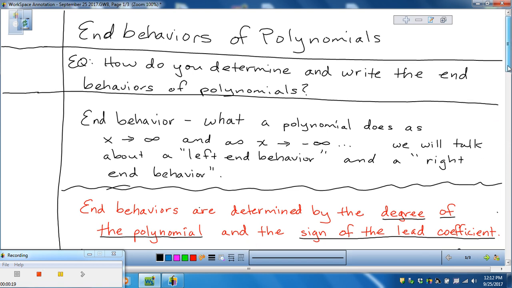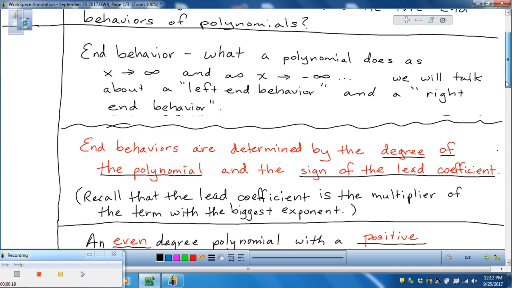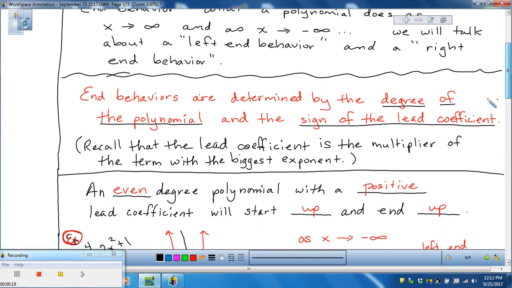So now that we've gotten the introduction out of the way, a little bit more information about end behaviors is that they are determined by the degree of the polynomial and the sign of the lead coefficient. I want you to recall from Algebra 1 and Algebra 2 that the lead coefficient is the multiplier of the term with the biggest exponent. And usually our polynomials are in descending order, so it's usually the one at the front, which is why it's called the lead coefficient.